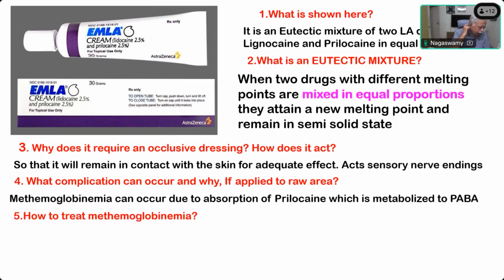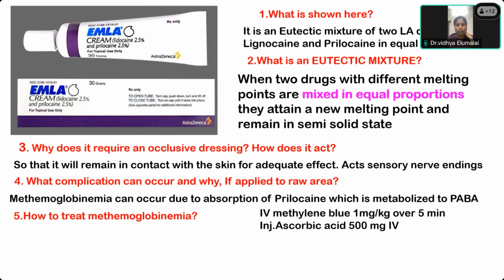How do you treat methemoglobinemia? By mistake, if somebody has applied it, we will give the antidote, methylene blue IV, 1 milligram per kg. Always you must mention the dose also in the exam. IV methylene blue 1 milligram per kg over 5 minutes, or ascorbic acid 500 milligram IV.